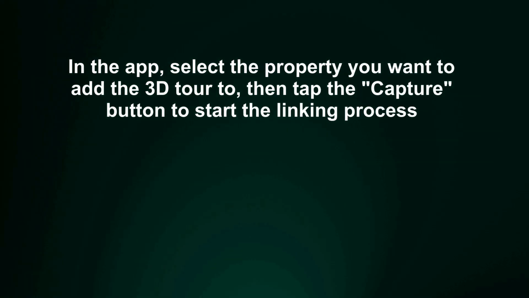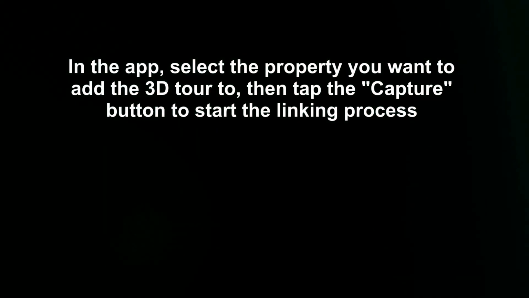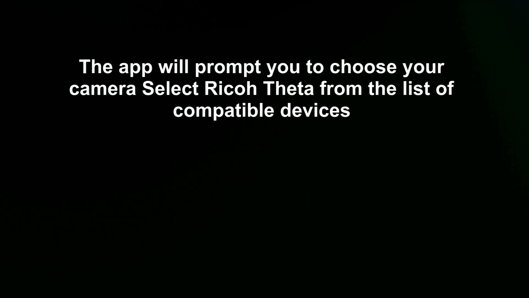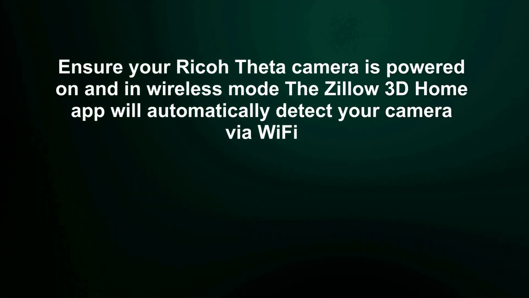In the app, select the property you want to add the 3D tour to, then tap the capture button to start the linking process. The app will prompt you to choose your camera. Select Ricoh Theta from the list of compatible devices. Ensure your Ricoh Theta camera is powered on and in wireless mode.